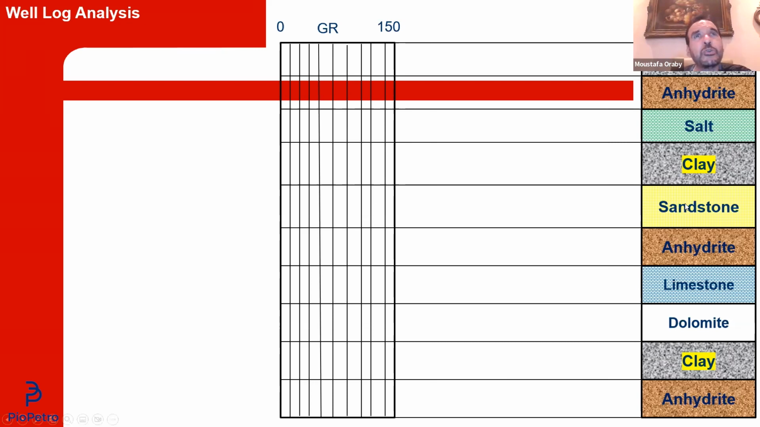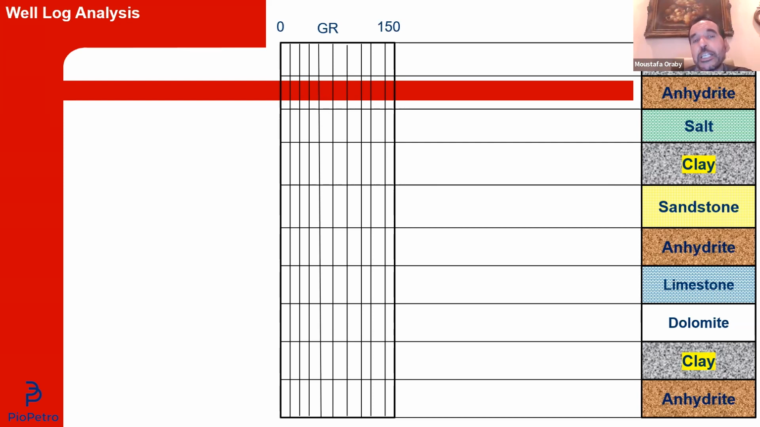How about the sandstone? It depends. If the sandstone is clean, it will read very low. Clean means it doesn't have any clay component. But if the sand is shaly sand, it has a high clay component, so it will read higher gamma ray, but not as high as the clay, because with clay, 100% of the radioactivity is coming from the clay.